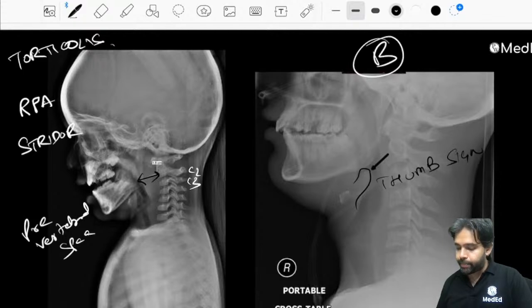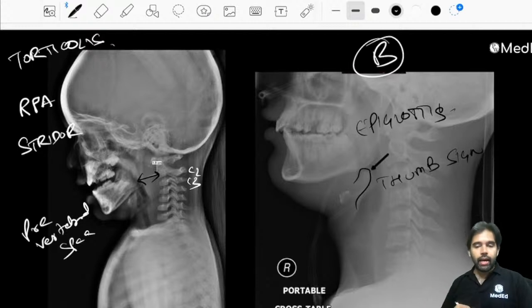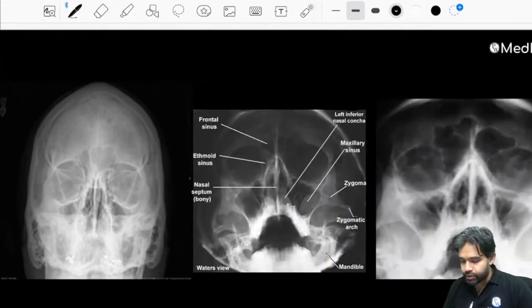Thumb sign is seen in epiglottitis. Okay, and epiglottitis, of course, will also cause inspiratory stridor, and you have to treat with antibiotics. That is a very straightforward thing.